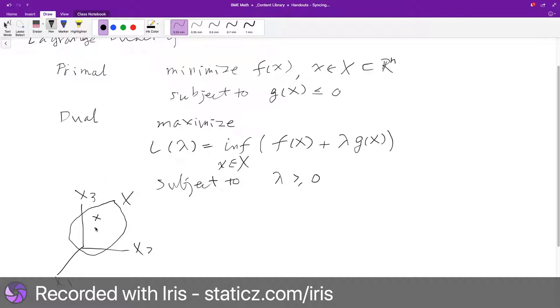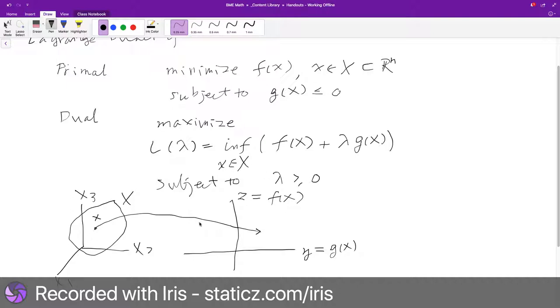Now let's map this point x to a new space. Let us draw this space. It is two-dimensional. The horizontal axis, y, is equal to the constraint g(x). The vertical axis, z, is equal to the original function f(x) you want to optimize. Any point x maps to some point in this space, and the whole space of x is mapped to some region, maybe like this.